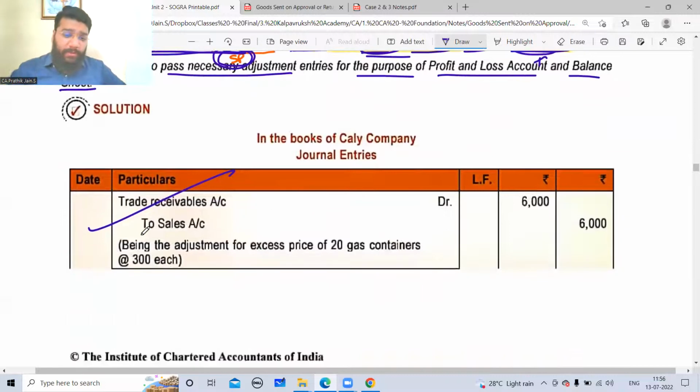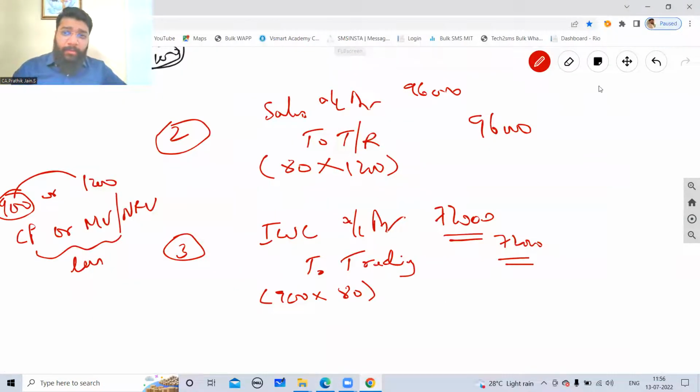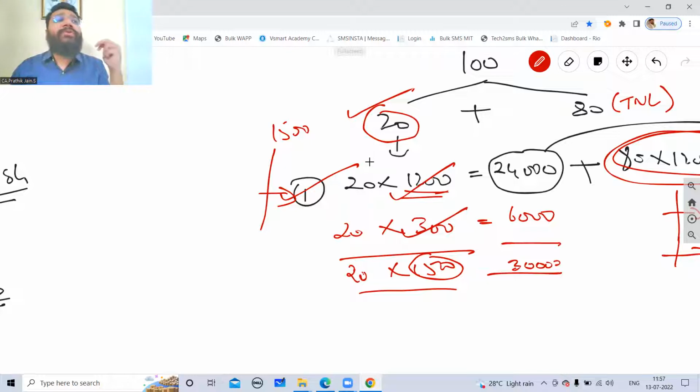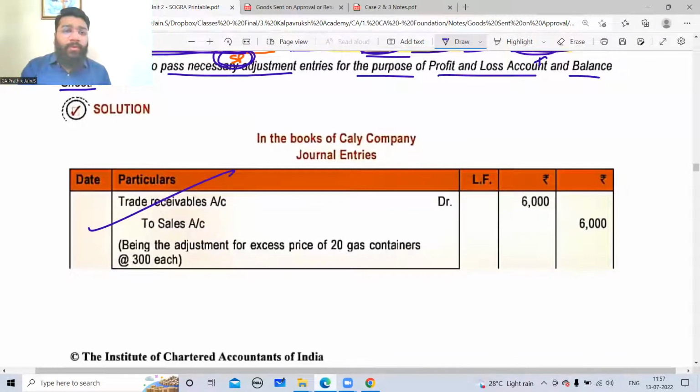Yeah, correct. No, see, what is my total sale value? Total sale value is 1,500. I'm only talking about the 20 containers. For these 20 containers, total sale price is 1,500. Out of that, 1,200 is already recorded initially. So the balance 300 difference only I need to record further now. Clear now? Good. If everybody is done with this, I'll go forward to the next question.